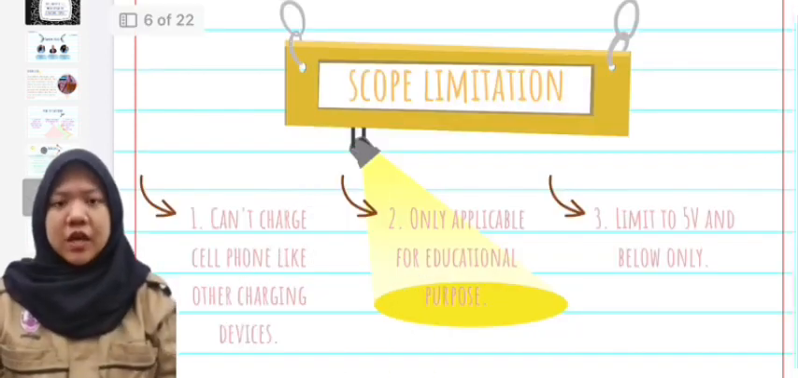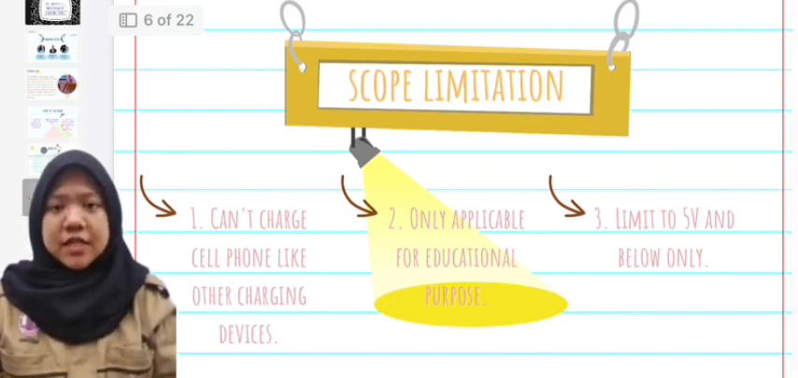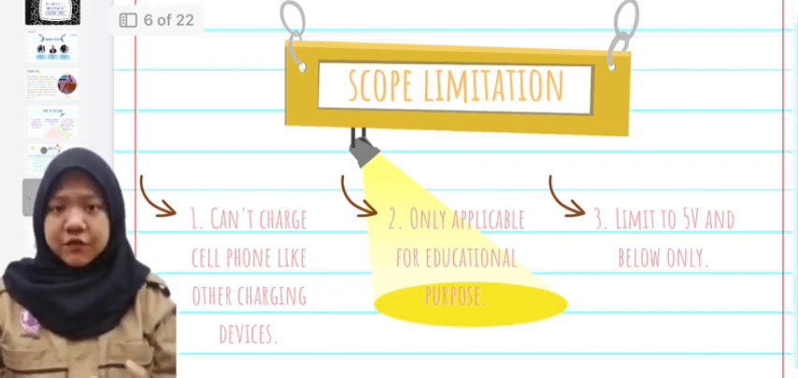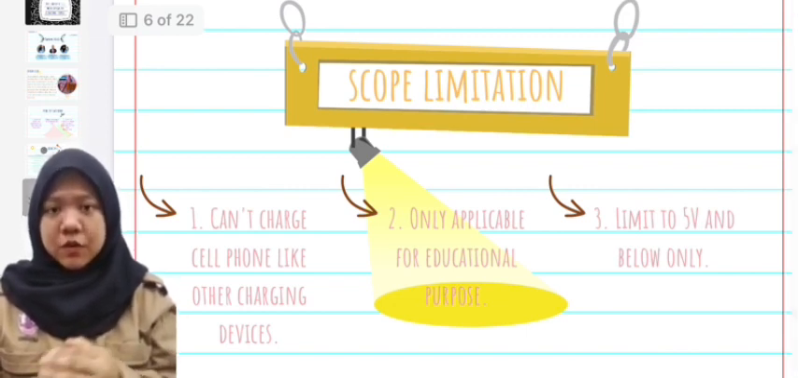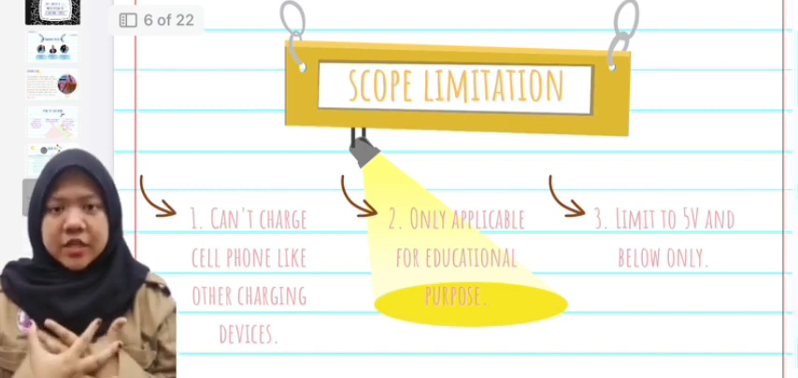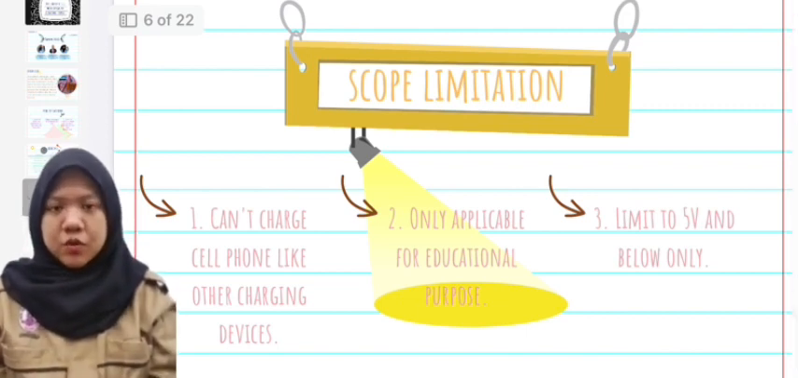For this project, we have some scope limitations. The first one is that it cannot charge cell phones like other charging devices because it is only for educational purpose. And finally, it is limited to 5 volt and below, and it cannot go higher than that. We found that other charging circuits have fast charging and use 12 volt, but our project only serves as the basic method for education, to show students that it works with these components.